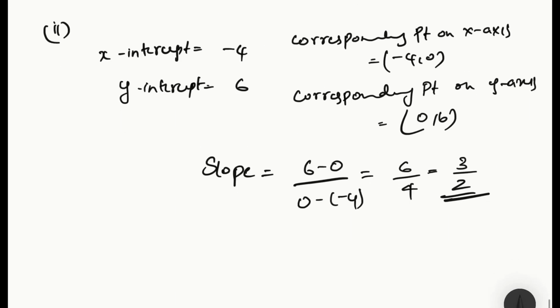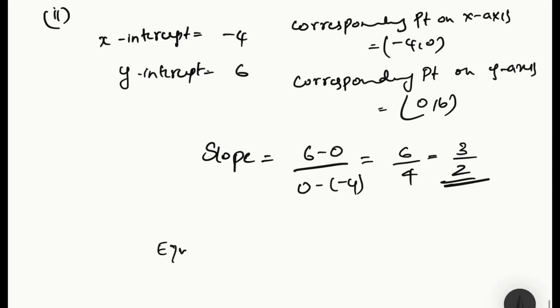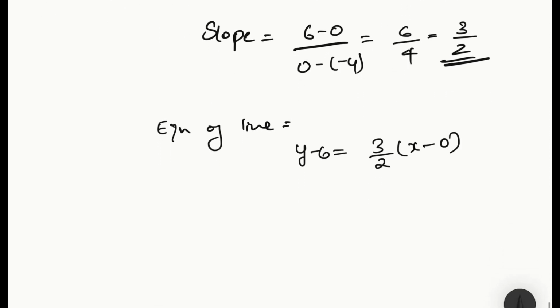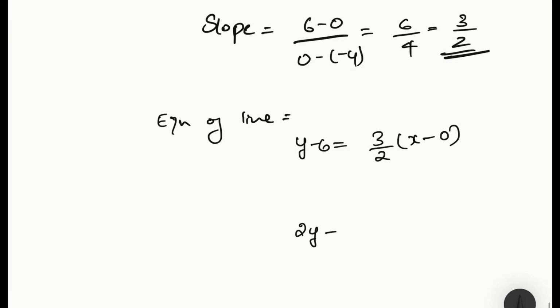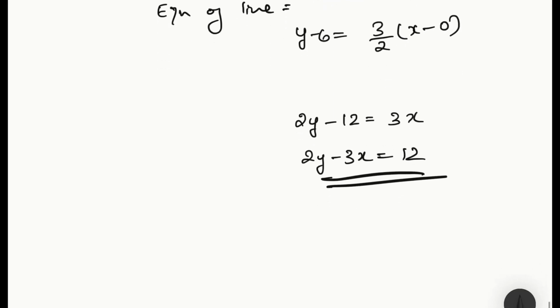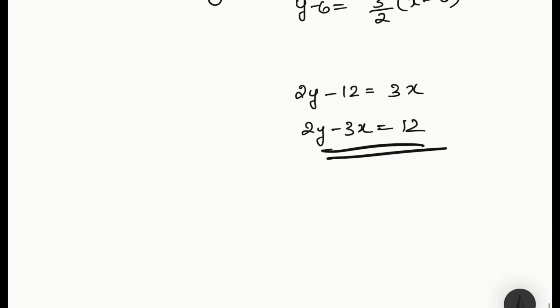Okay. So therefore, we need to find the equation of the line, right? Take any of the points. So let me take (0, 6) here and do it. So what do I get? y minus 6 equal to 3 by 2 into x minus 0. So if I multiply, I get 2y minus 12 equal to 3x. 2y minus 3x is equal to 12. Okay, hope it's clear, children.